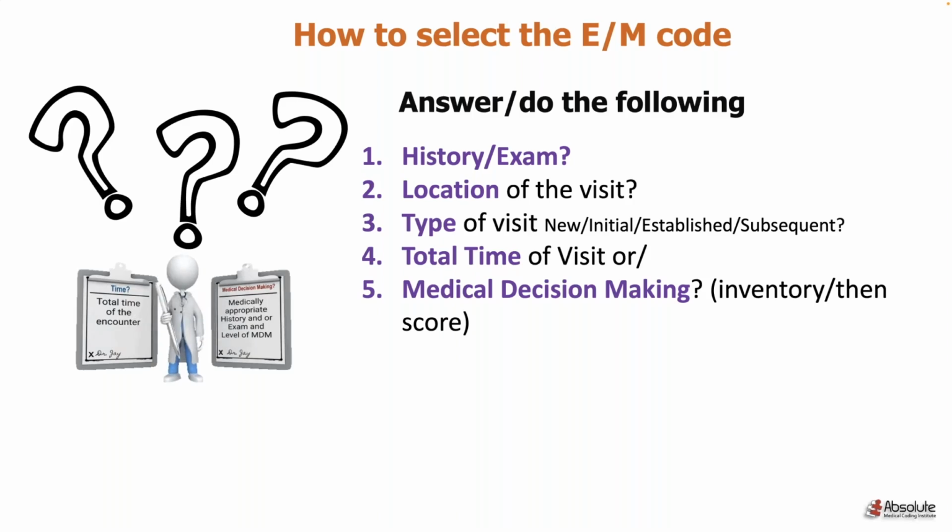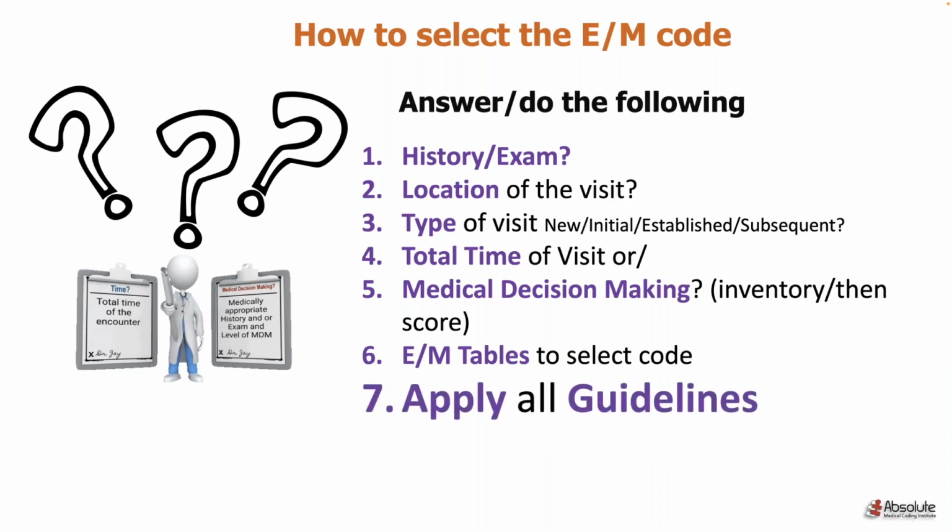And if you have to score the MDM just like you've done, you're going to have to inventory, then score. And when you can, use E&M tables to select the codes. And finally, apply all guidelines. All right, so these are pertinent to many of the E&M encounters. And with that said, we have our first prolonged services scenario.